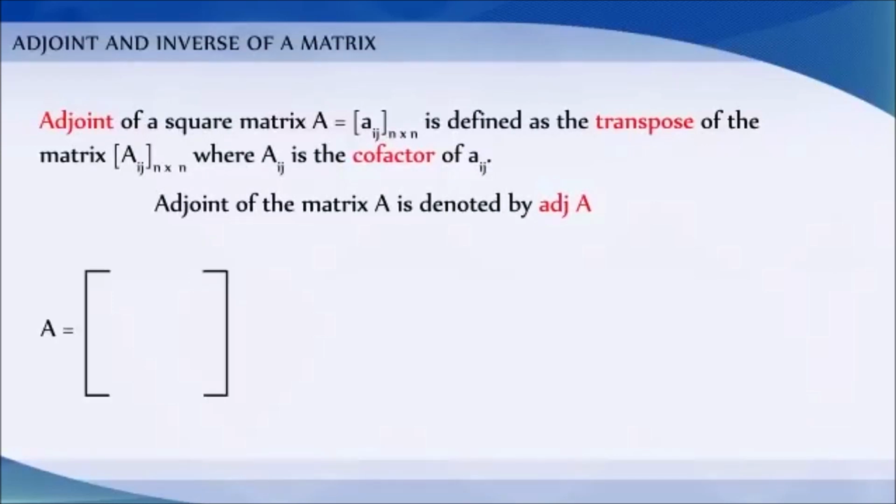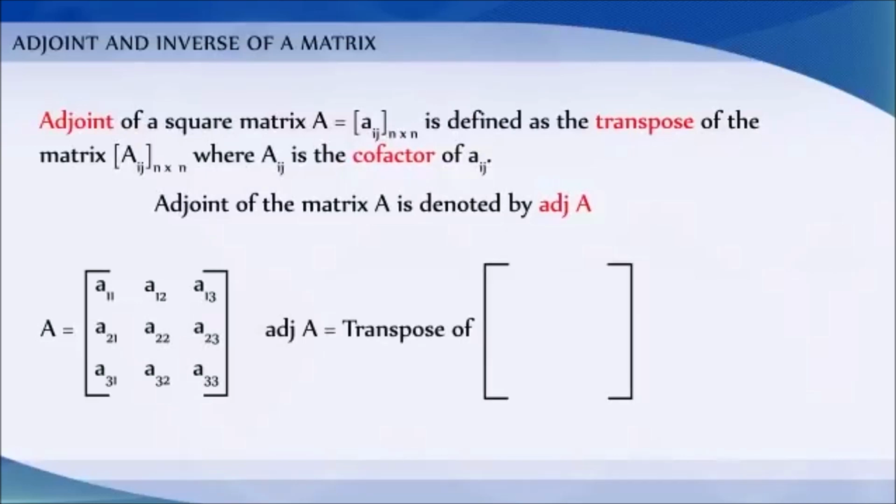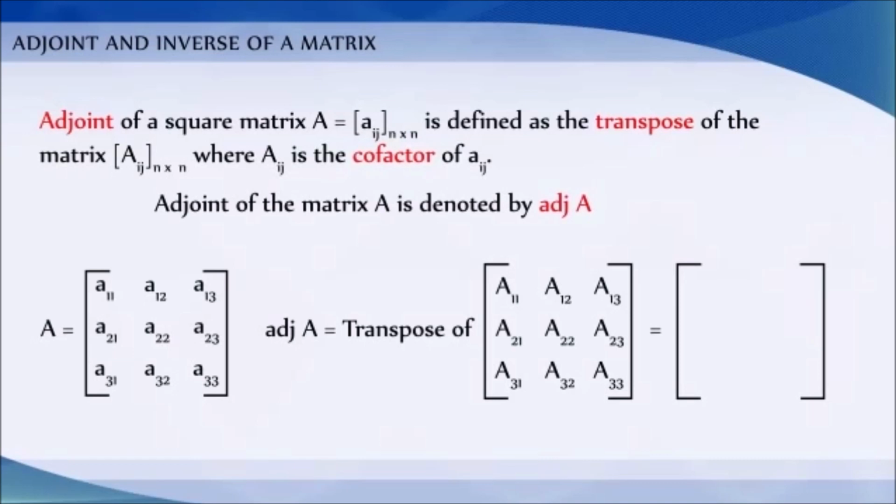Let matrix A be equal to A11, A12, A13, A21, A22, A23 and A31, A32, A33. Then adjoint of A is equal to transpose of capital A11, A12, A13, A21, A22, A23, A31, A32, A33, which is equal to capital A11, A21, A31, A12, A22, A32, A13, A23 and A33.